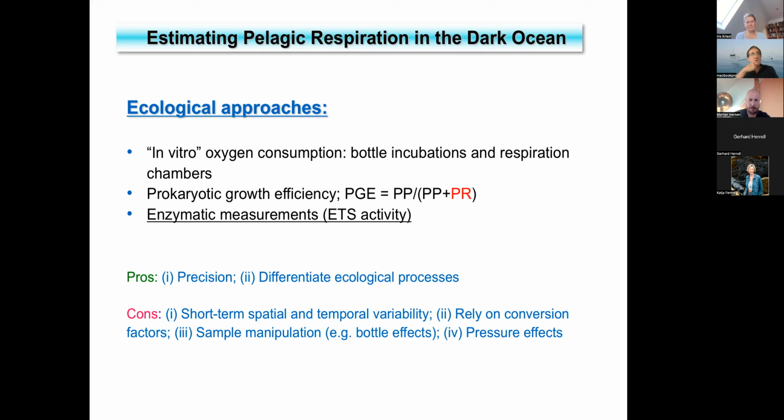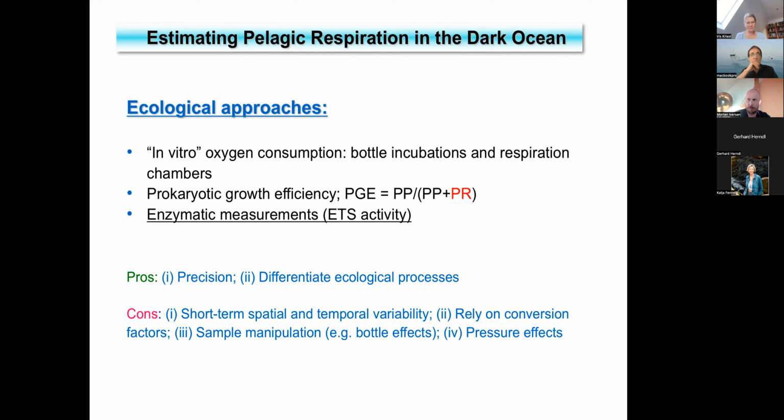All these approaches have some pros. They are precise in some way, and mostly they differentiate ecological processes, which is quite interesting and important. But there are many cons. They only address short-term spatial and temporal variability, and when you want to extrapolate this to the larger scale and to the long-term scale, it is really difficult.